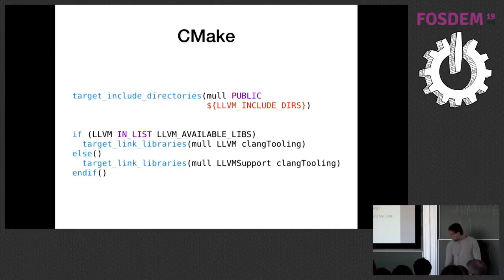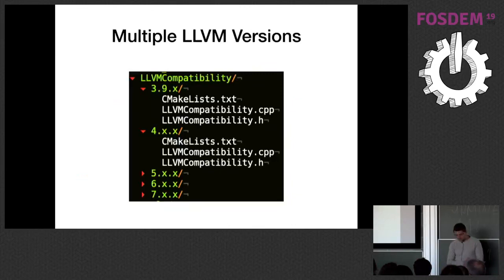Okay, I think we're done with CMake for now, but actually, we're not quite done with CMake. So how to support several versions? There are two approaches. This is one of them.